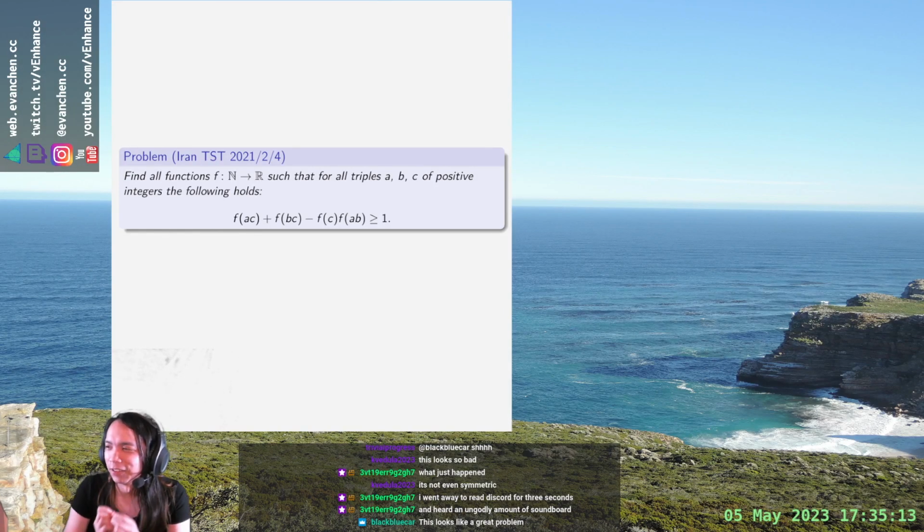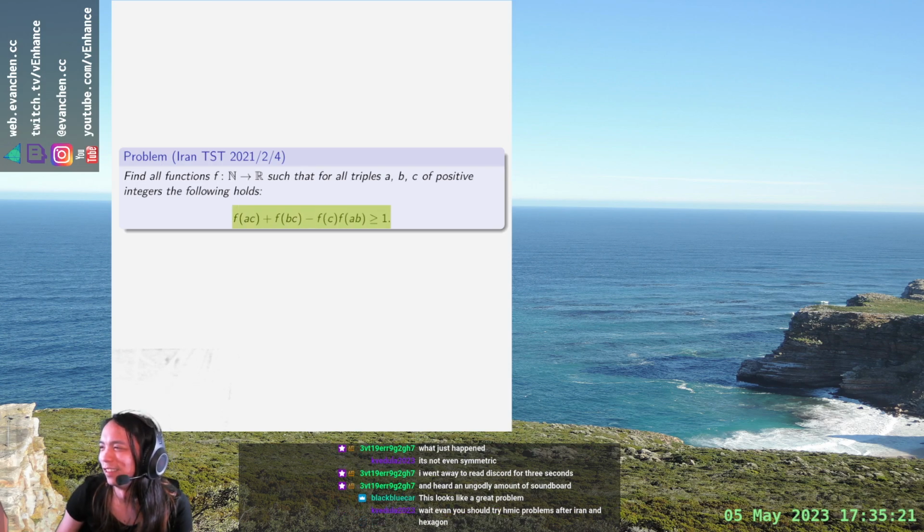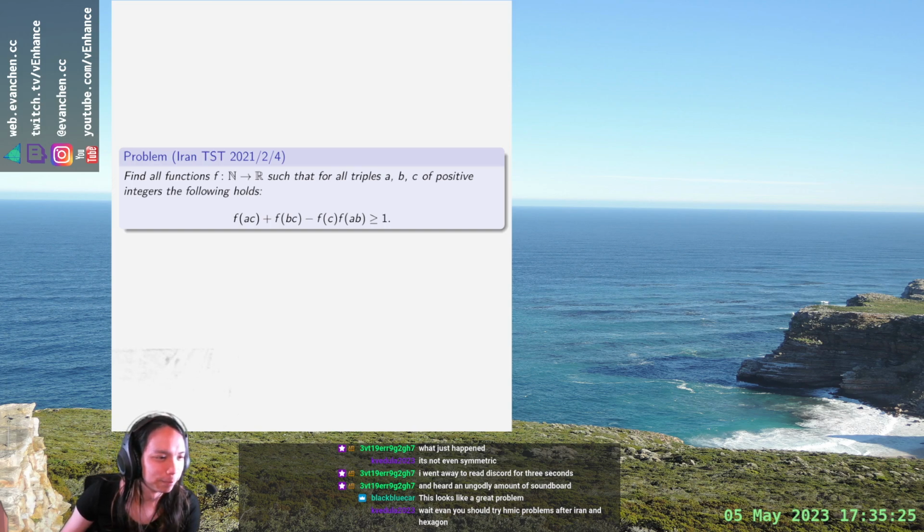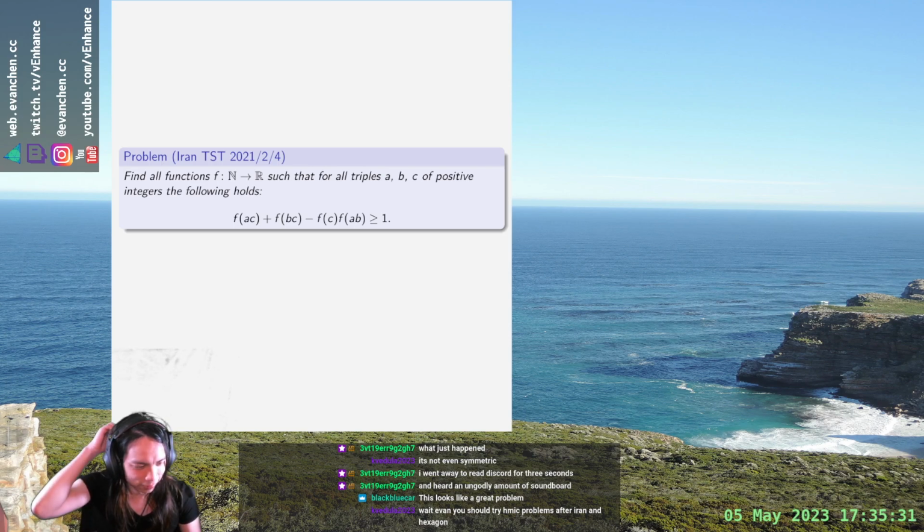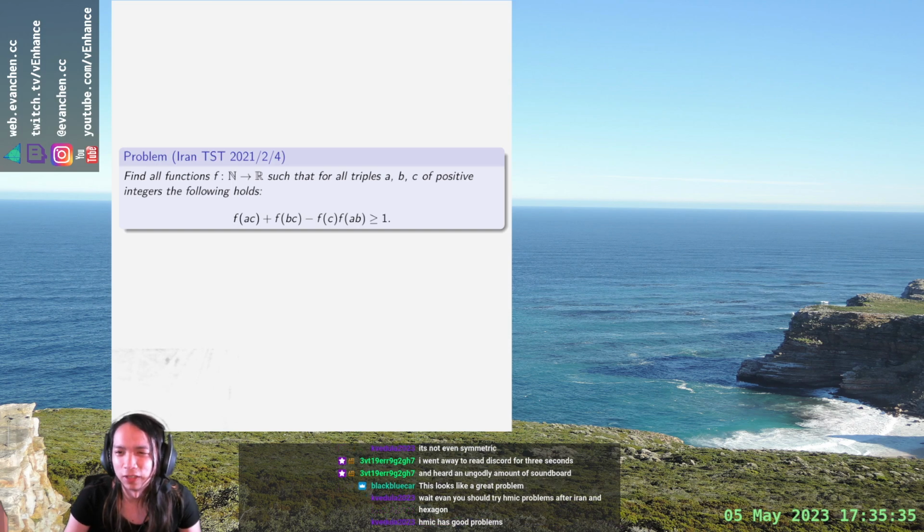So we have a function from N to R, and okay, what is this? There's an inequality. All right. HMIC. Okay, so I guess first of all, f(1) is 1, so I at least know one of the points.